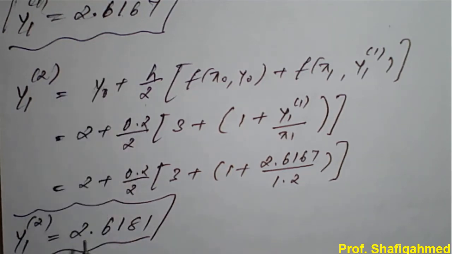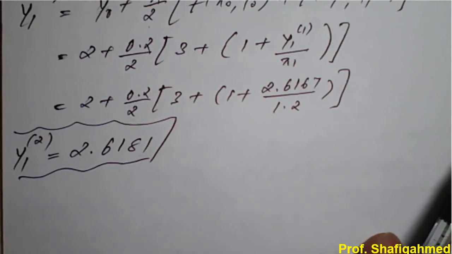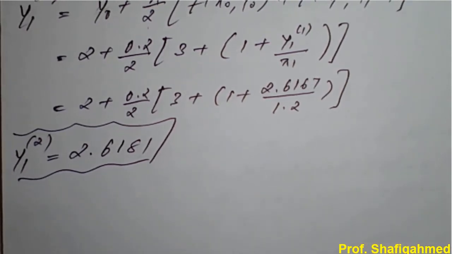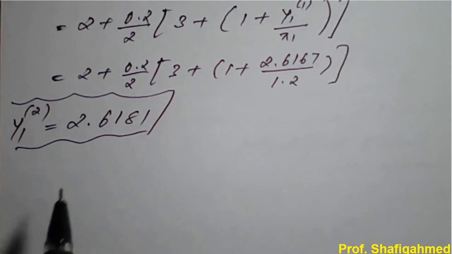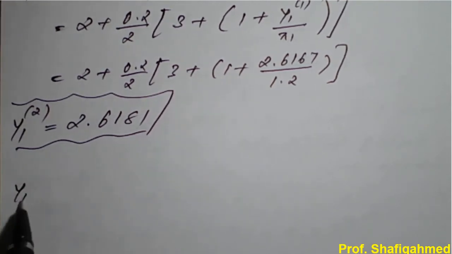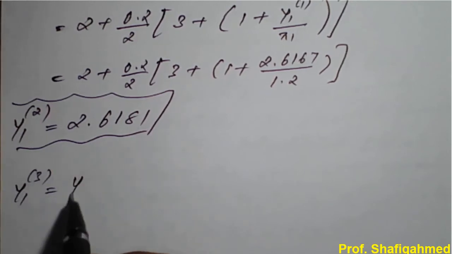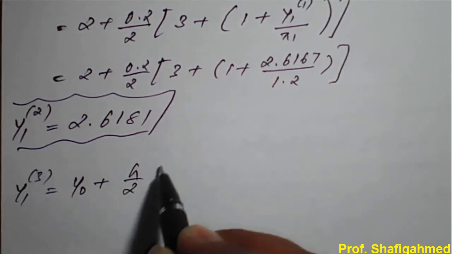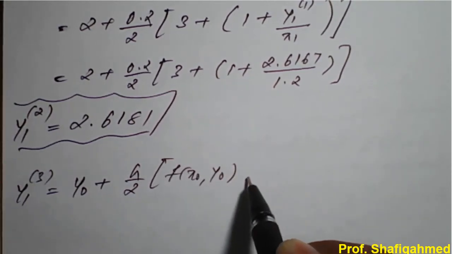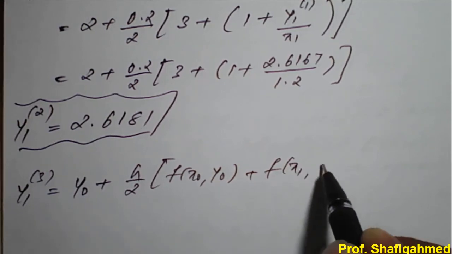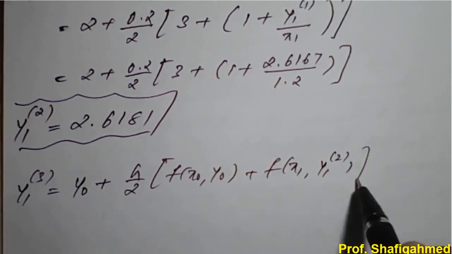So both values are not the same. We need to again work out, up to what? If they mention a 2-step, we need to stop here, or for 2 approximations we stop here. So I will work out here up to the accuracy level. So what is the accurate answer, we'll check it now. So again, the next approximation is y1 of 3, third approximation, y0 plus h upon 2, then f of x0 comma y0 plus f of x1 comma y1 of second approximation, close the bracket.